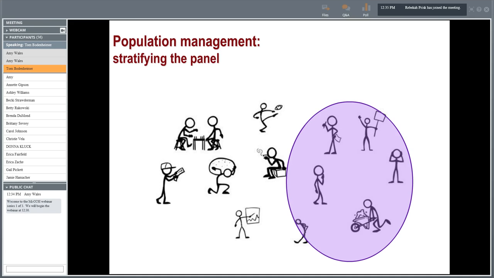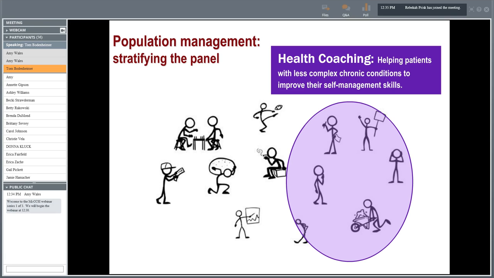Then we get to a smaller part of your population, which is people with one or two chronic conditions. Someone with diabetes, or diabetes and hypertension, or diabetes and hypertension and depression. So not very complex chronic diseases, but chronic diseases. And that part of your population really needs health coaching, and we're going to talk quite a bit about health coaching in a few minutes.